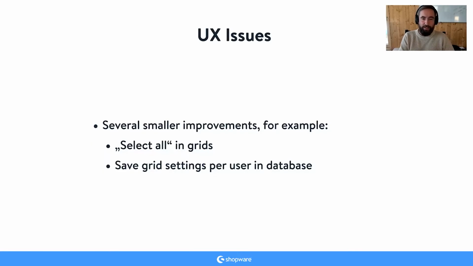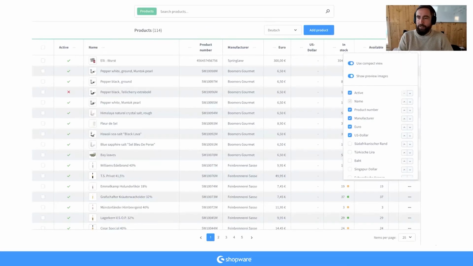Another one is the saving of grid settings per user in the database. It's possible right now to define the grid view by yourself. For example, if you want to use the compact view or the bigger view, or depending on which entity the grid is about, you can choose if you want to show preview images. And of course, you can define the columns and the order of the columns which should be shown in the grid. And until now, we are saving this in the local storage.